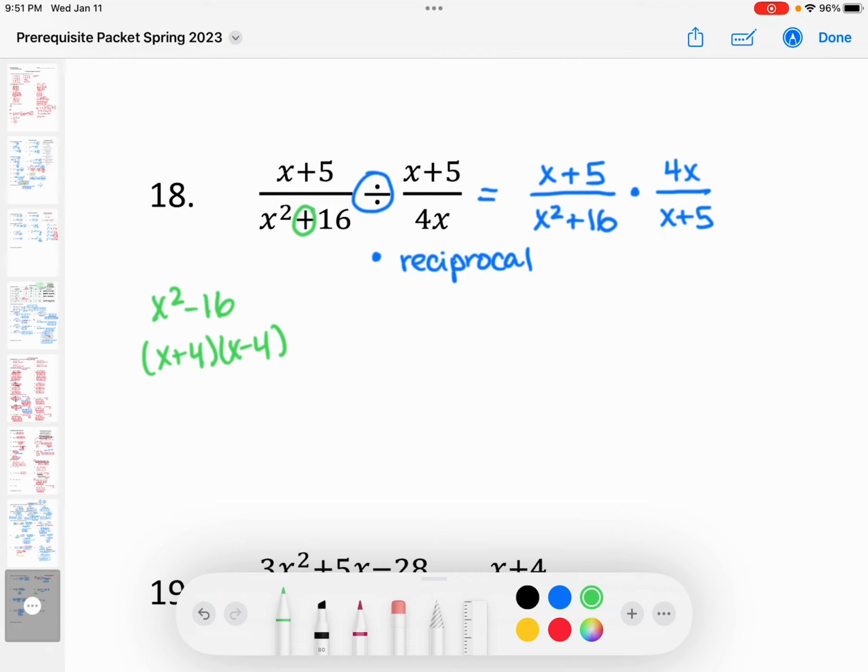And now I can see that since we have multiplication here, I've got an x plus 5 and an x plus 5. That'll cancel out. On the top, just a 4x. On the bottom, an x squared plus 16. We can't reduce the 4 and the 16 or the x and the x because we have that addition down there. So that would be our final answer.